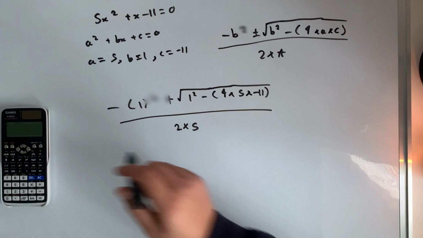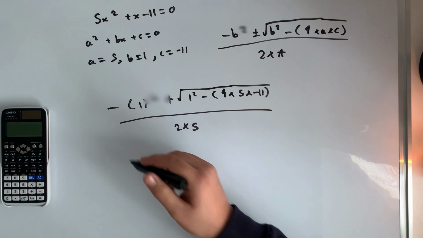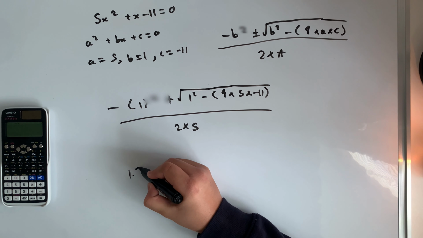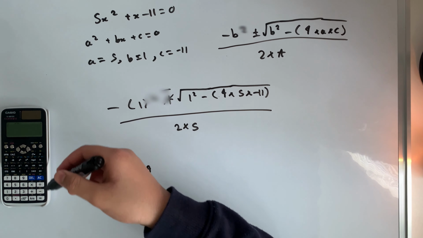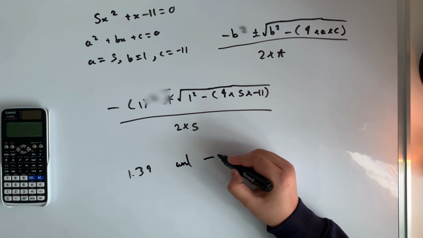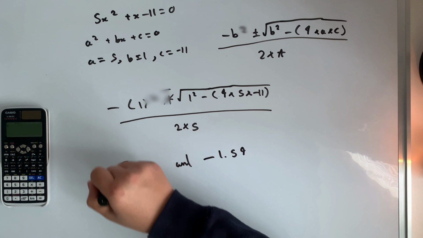So now that we do have the quadratic formula written, then you just find the first answer, and you find the three significant figures, because that was asked in the question itself. So one part would be 1.39, and then if we were to change this into a minus on the calculator, minus 1.59. And then for the answer, you can simply write this.